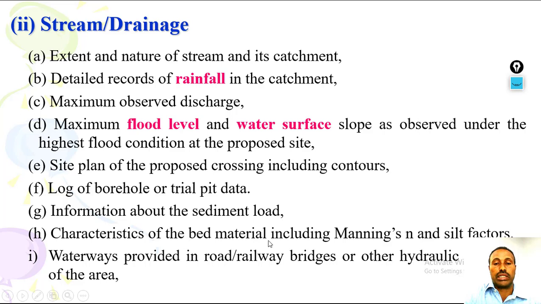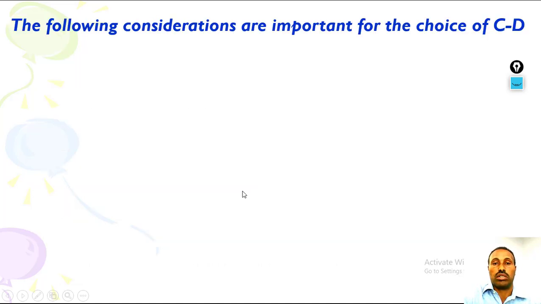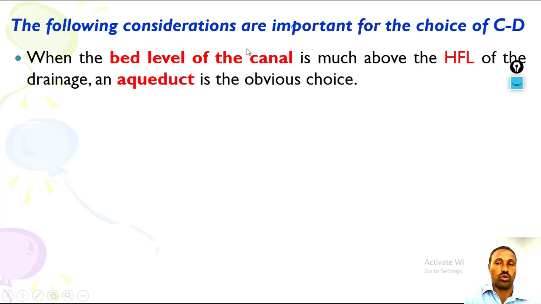and characteristics of bed material, including Manning's roughness and silt factor. Also, we have to know the bed material and waterways provided in road or railway bridges or other hydraulic structures of the area. So these are the basic preliminary data that should be collected before you select the CD work or the CD structure. Having this in mind, what are the important considerations for the choice of CD work?